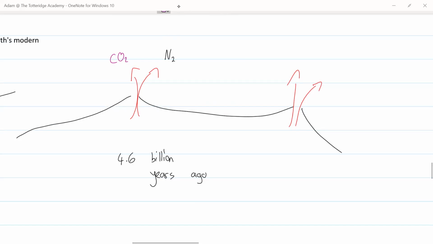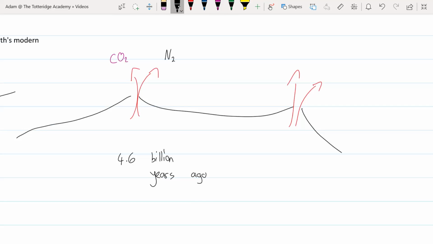And then 100 years later it produces another N2, and 100 years later another N2, and then 100 years later, another N2. Now, over time, these build up because they don't go anywhere. There's nothing that can react with them. They don't turn into anything else. It's not like they can magically turn into, you know, a protein in a human or whatever.